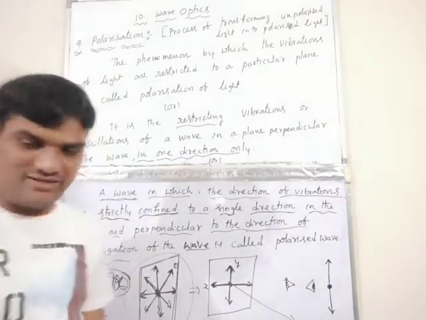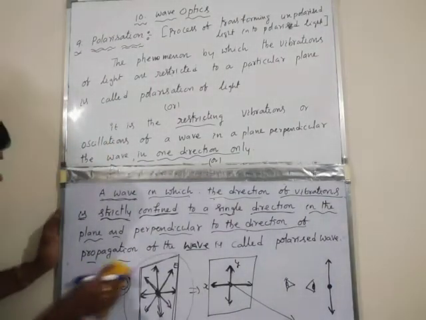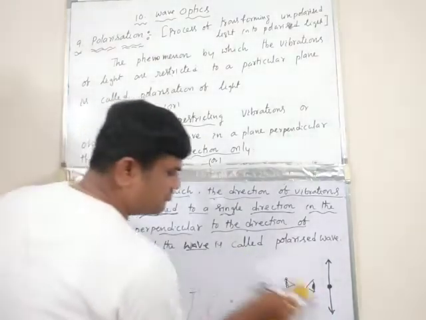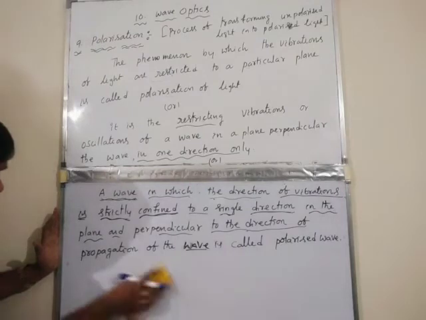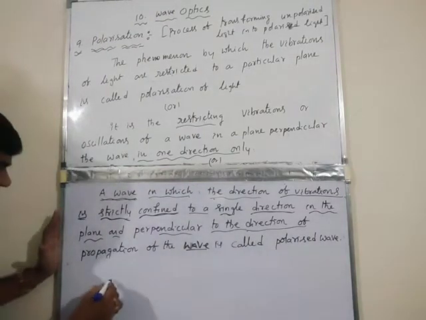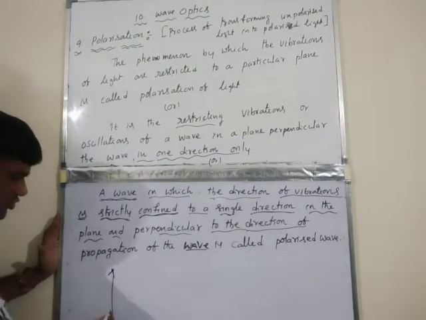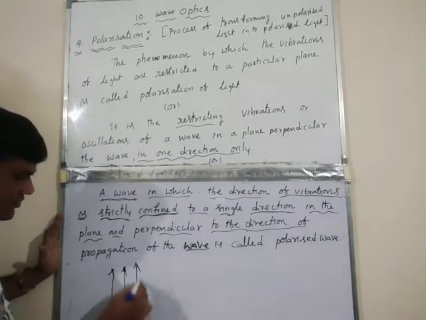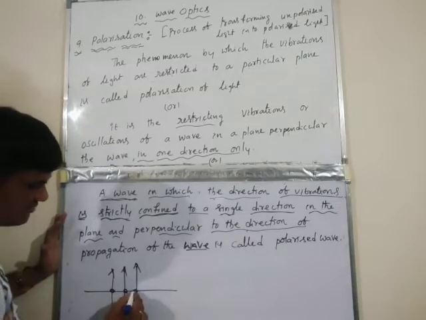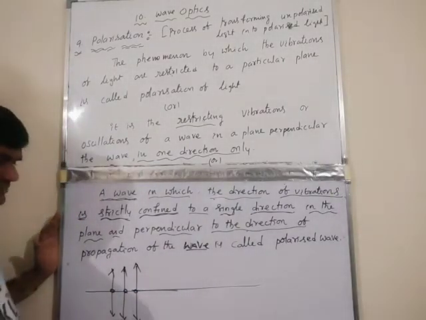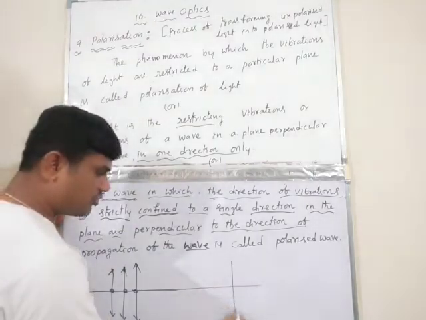Polarized wave. That means I want to convert this unpolarized light into polarized light. Remember, this is unpolarized light. Generally we can represent it like that itself. Now this is converted into polarized light.